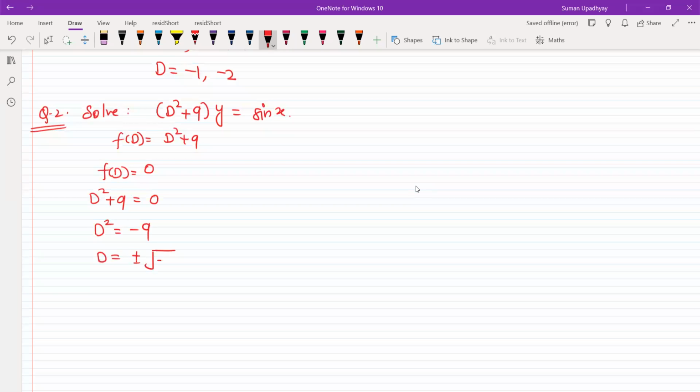Yes, so plus minus square root of minus 9, and we know that in real numbers, the square root of a negative number does not exist. So obviously this is going to be a complex root. The square root of 9 is 3, and the square root of minus 1 is i. So plus minus 3i are the roots.